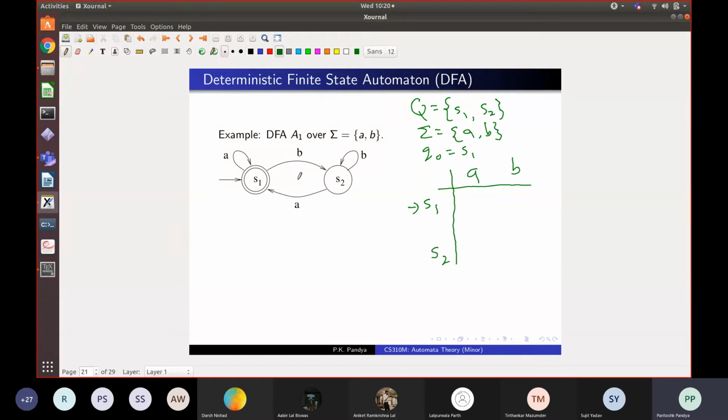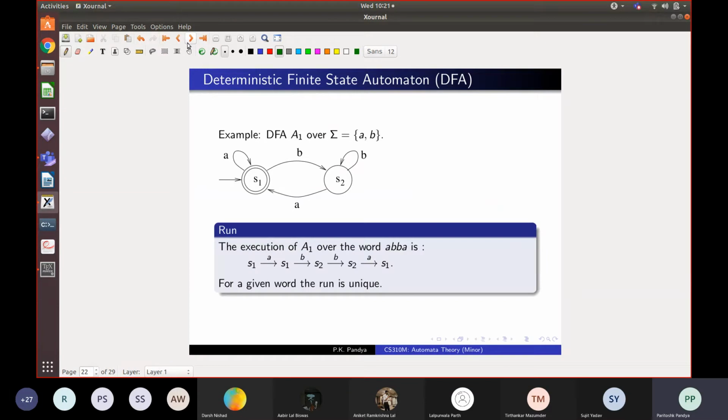Now S1 on A will go where? S1. So it will remain in S1 on occurrence of letter A, right? S1 on B will go to S2. S2 on A will come back to S1. And S2 on B will remain in S2, right? This is the behavior, right? I have not explained to you what this double circle means. I'll do it in a moment, right?